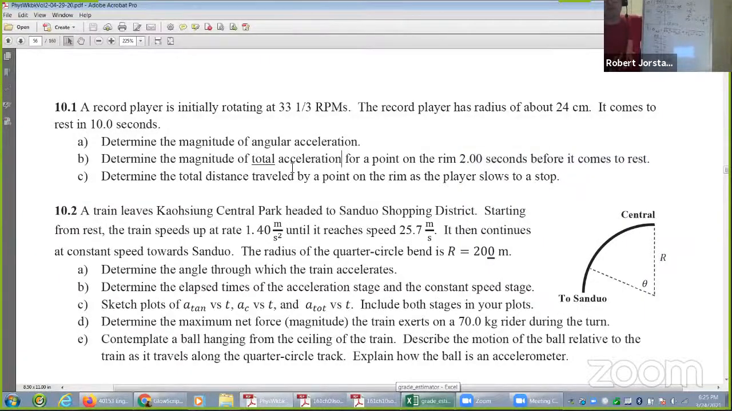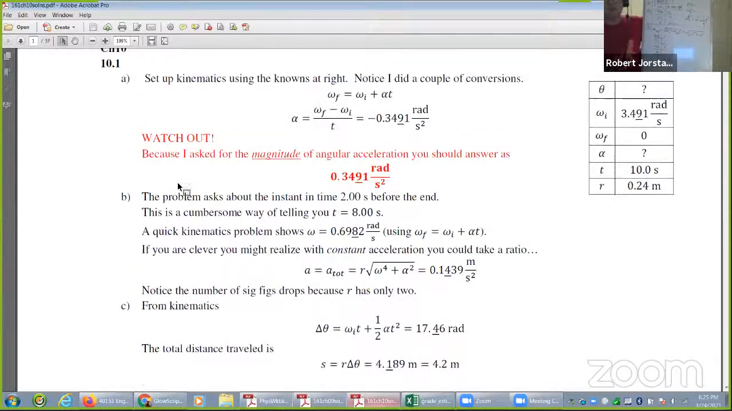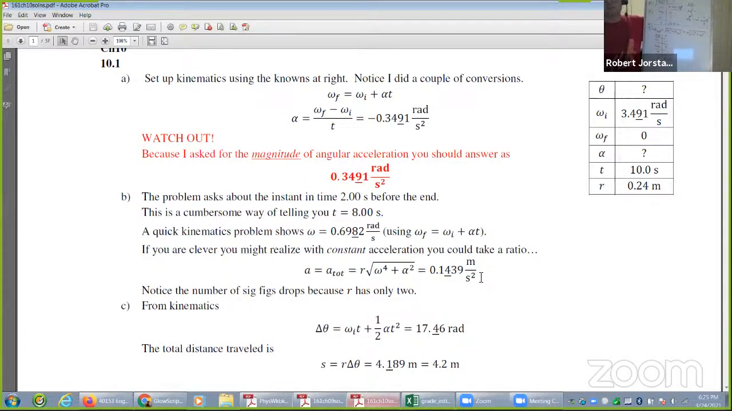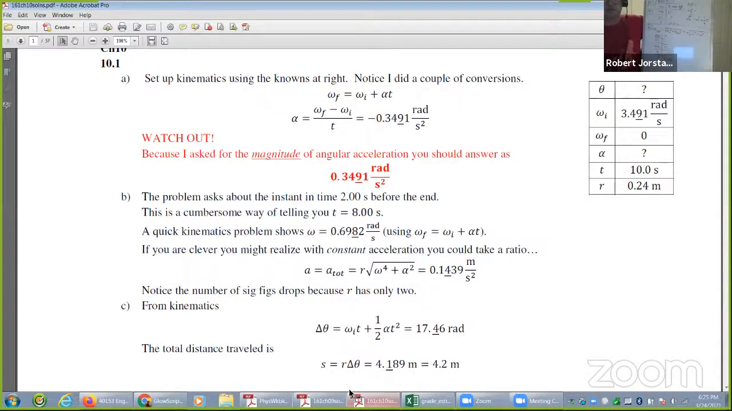So that will get this job done. Let's take a look and see what I did in the solutions here. Oh, okay. So maybe you're clever and take a ratio, but whatever. So there we go. Okay. So now that's great.